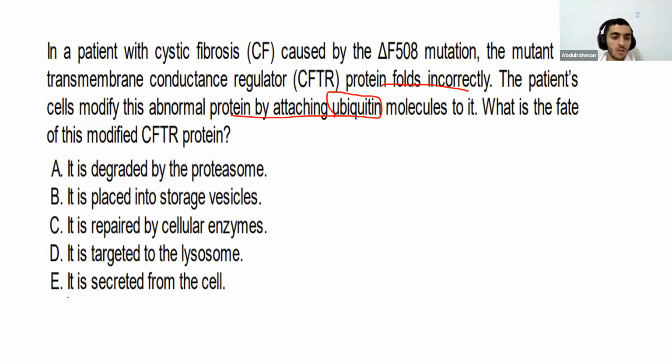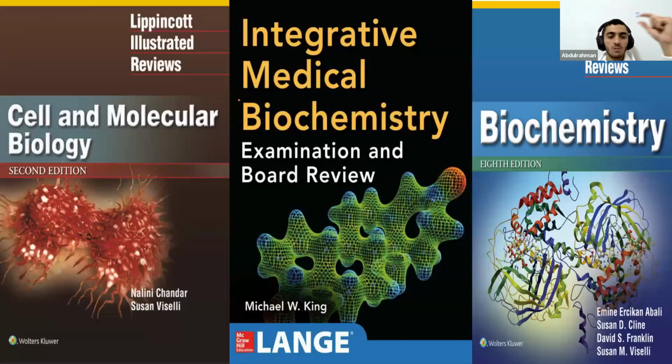So what is the fate of the CFTR? Look at the choices. Is it secreted from the cell? No. Targeted by lysosomes? No, because there's no signal. It's repaired? Not really. Basically, it is degraded. I don't want to go through the choices because we must remember immediately, whenever there is ubiquitin, it is the breakdown by proteasomes.